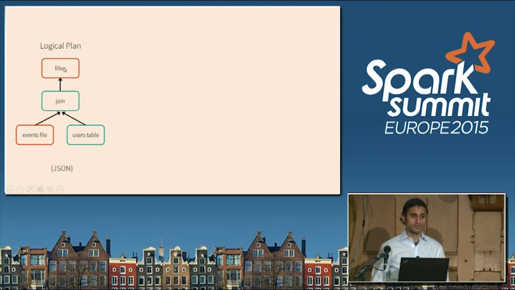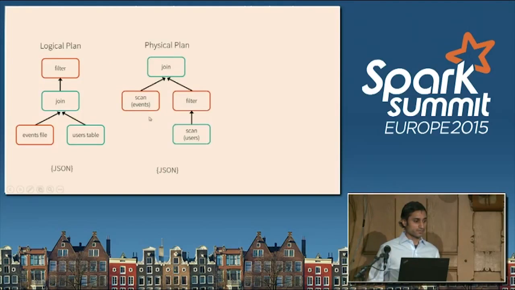But the power of using data frames in Spark SQL is the Catalyst optimizer, which would, in this case, convert the logical plan to a physical plan. And what it has done here is moved the filter down to occur before the join, so that when you read the users table from the JSON, you now do a filter first so that you are doing a join on less data.